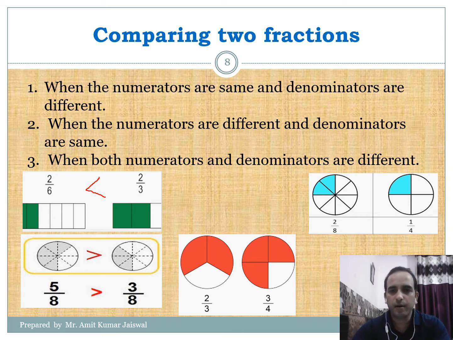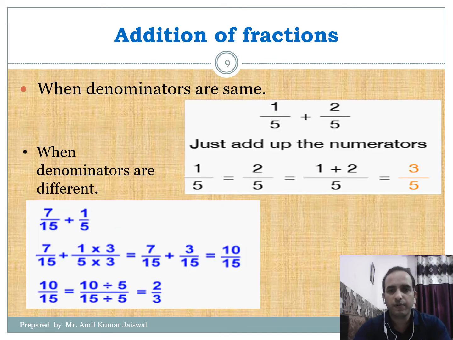And we can multiply 3 upon 4 with 3. It will be 9 upon 12. So 8 upon 12 and 9 upon 12. Now we can compare them. So 9 upon 12 will be larger as compared to 8 upon 12. So 3 by 4 is a larger fraction as compared to 2 by 3, just by converting and finding the equivalent of these two fractions, making the denominator equal, or you can make the numerator equal as well. So this is how we compare two given fractions whenever the denominators are the same, numerators are the same, or both are different. Now next is addition of fractions.